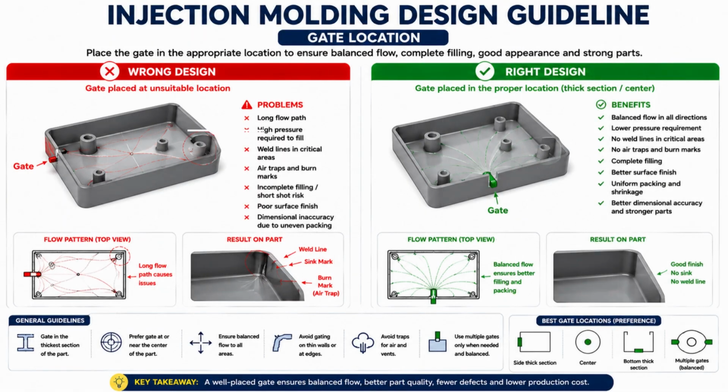Seventh, gate location. One wrong gate can ruin an entire part. Poor gate location causes weld lines, air traps, and incomplete filling. Always place the gate near the thick section for balanced material flow. So, good gate placement equals better molding quality.